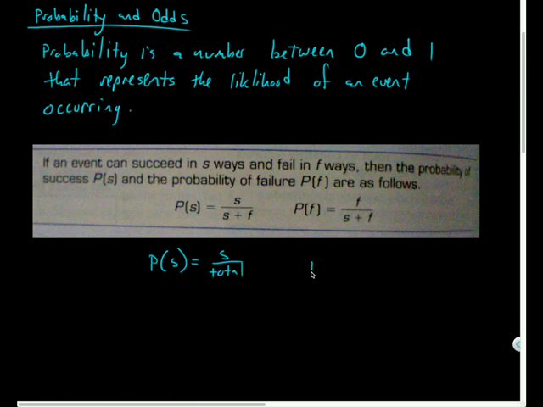And the probability of failure is the number of ways the event can fail over the total number of ways the event can occur. And since successes is less than the total, this fraction is going to be less than 1. And since failures is less than the total number of ways the event can occur, this fraction will also be less than or equal to 1, I suppose. It could be equal. So this is how we define probability.